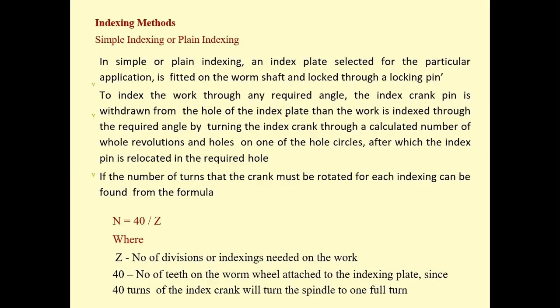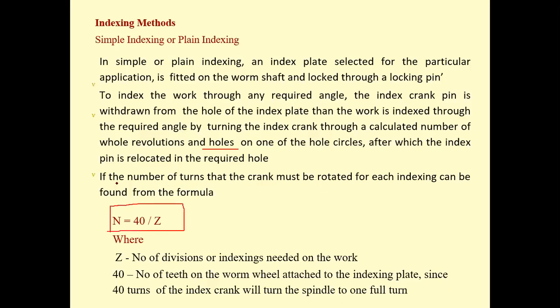Wherever we keep that hole in the index plate, the work is indexed through a required angle by turning the index crank through a calculated number of hole revolutions, the total number of revolutions, as well as the calculated number of holes, in one whole circle. Whatever circles you have seen previously, 15 holes or 16 holes, in that particular one circle you can rotate the crank pin and keep it. After which the index pin is relocated in the required hole. How many turns we need to make and how many holes we need to rotate depends upon the number of divisions you are making.